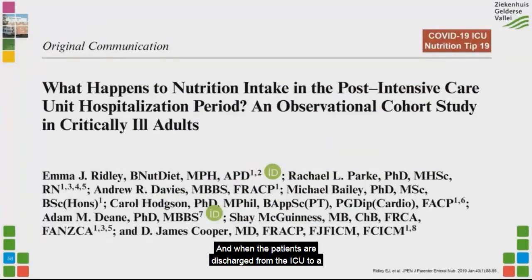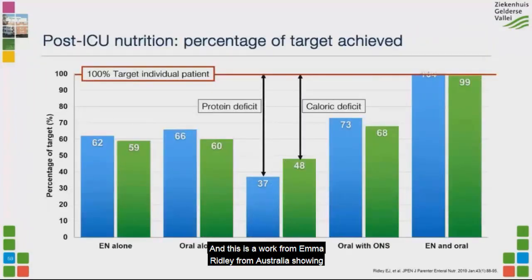And when the patients are discharged from the ICU to a normal ward, there is only little data available. And this is work from Emma Ridley from Australia showing that when you have a patient on oral nutrition without oral nutrition supplements or without enteral nutrition via a feeding tube, the actual intake is about 50% for calories and only 40% for proteins. So after ICU discharge, many patients are still starved and on a diet to lose body weight and muscle mass.